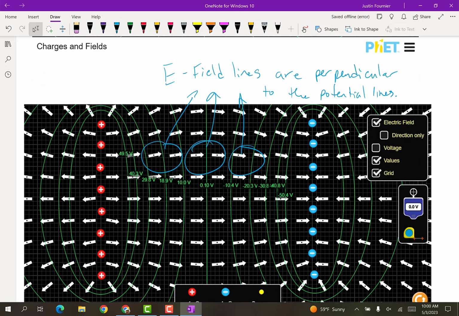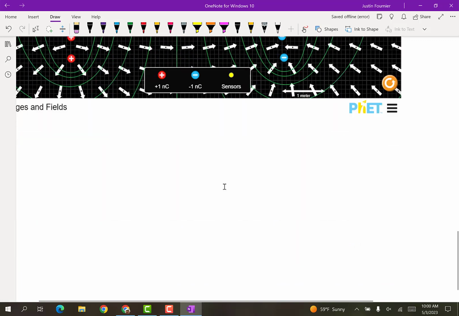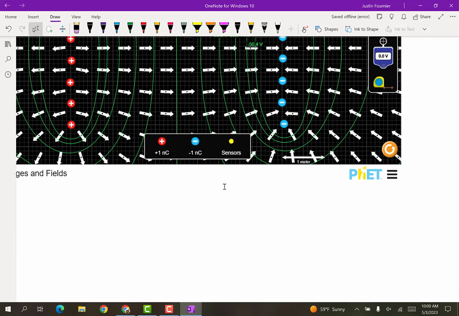All right, and then something else to note is that electric field lines always point perpendicular to the equipotential line. So here's the equipotential line, the electric field line points perpendicular to that. Here's another equipotential line, the electric field points perpendicular to that. Here's another one right here, so the equipotential line is like this, the electric field points perpendicular to that. So it's kind of a convention there, okay.